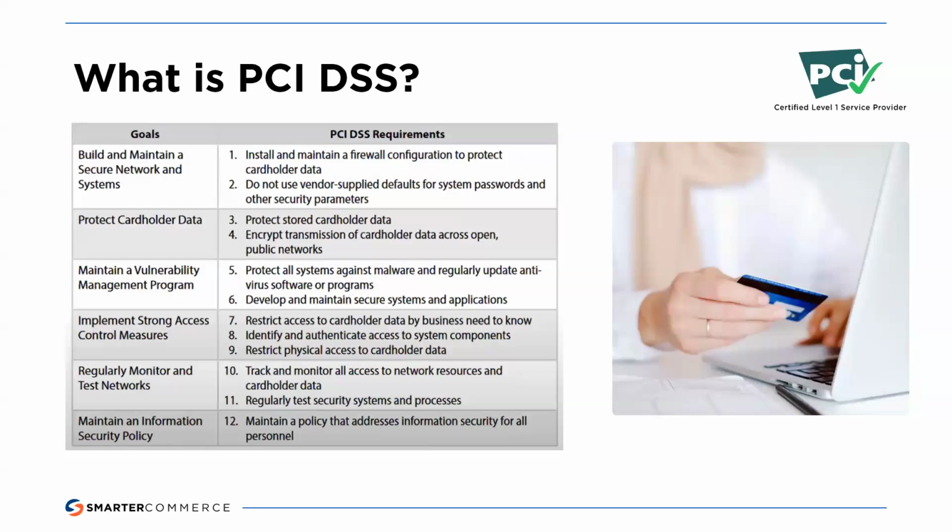So the first main area is to make sure that you've got a secure network and systems put in place to handle cardholder data. And the Smarter Commerce Cloud essentially handles that for customers. We have our entire infrastructure built out in AWS. We supply redundancy for all of our systems to allow for continuous uptime when taking credit card transactions.